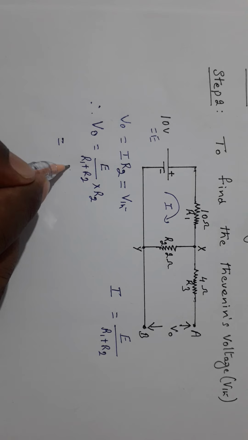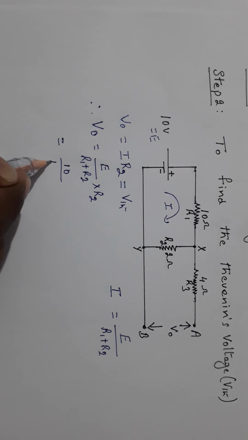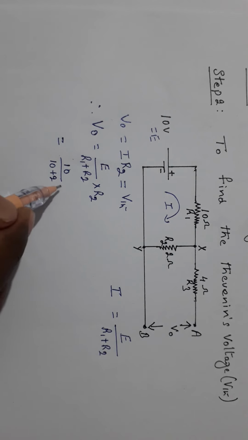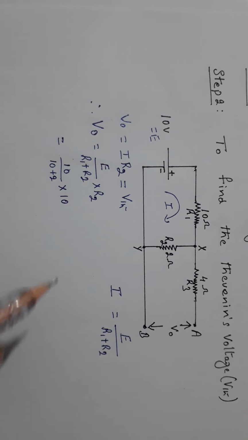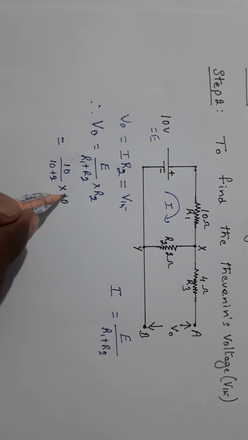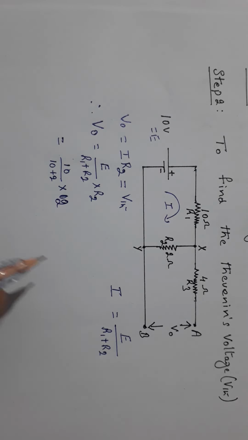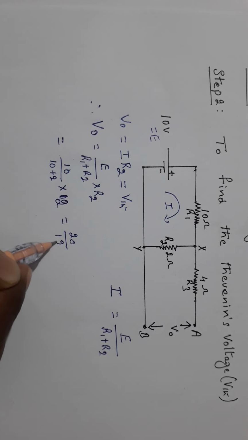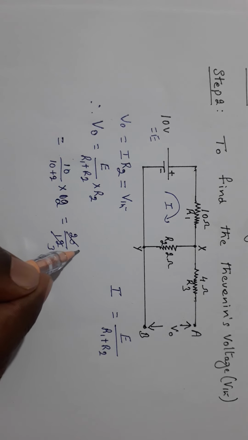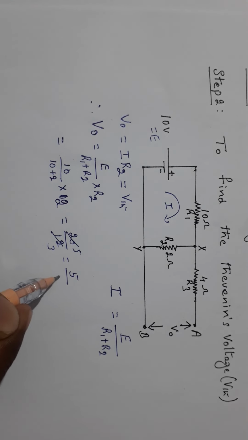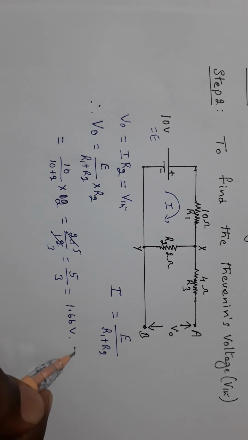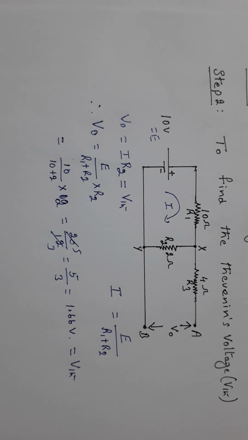Therefore, 10 divided by 10 plus 2, that means R1 equals 10 ohm, R2 equals 2 ohm, into 2. That equals 20 divided by 12. 4 3s are 12, 4 5s are 20. Therefore, 5 divided by 3, that equals 1.66 volts. That equals VTH. This is the Thevenin's voltage.